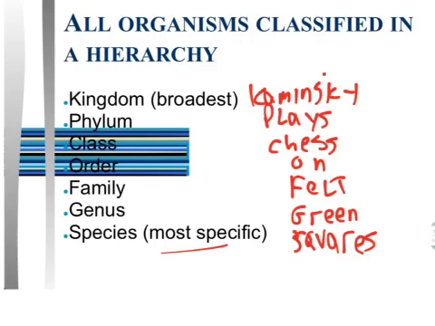All organisms will be classified in a hierarchy. It goes from biggest or broadest to most specific or smallest. You need to know this order. So it's kingdom, below it phylum, then class, order, then family, and genus, and then species. The sentence that I made that can help you remember this is: kingdom is Kaminsky, phylum plays, class chess, order is on, family felt, genus is green, species square. So again, Kaminsky plays chess on felt green squares. Kingdom, phylum, class, order, family, genus, species. Got to know that order, okay?